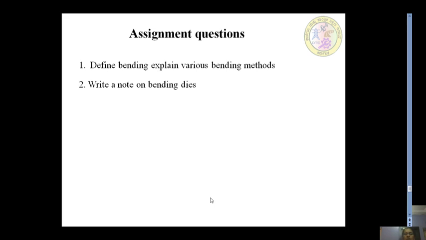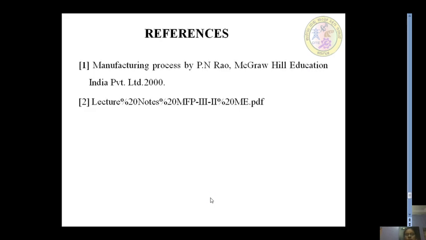So we are going to have the assignment: define bending, explain the different types of bending methods, and write a note on the bending dies, which includes the different types also. So this is about the reference.